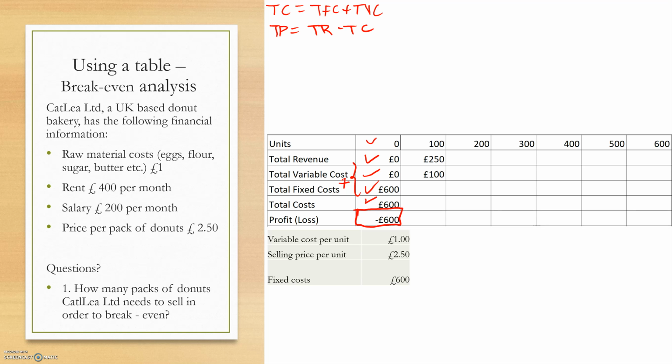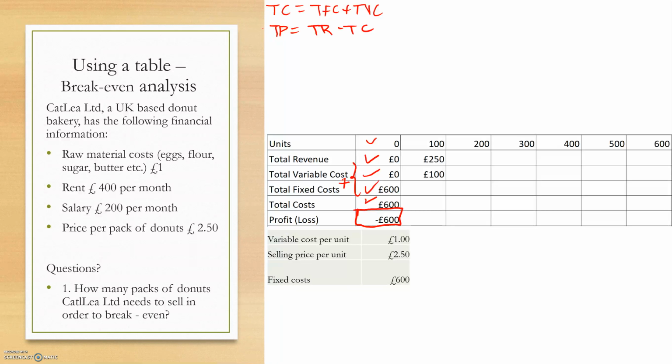So let's move from 0. We have now become a little bit more productive. We are producing packets of donuts now. So here we go. Let's work out at 100 packs of donuts, how much is total revenue? Again, you can see we haven't written the formula, but what is the formula for total revenue? You should be able to write that down very, very quickly.